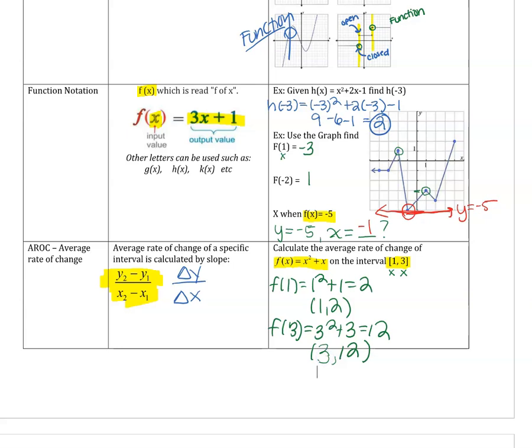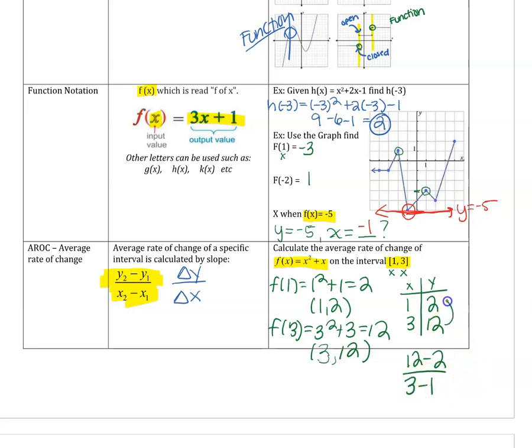So either way, x, y, your coordinates are (1, 2) and (3, 12). You either get them algebraically like this, or you can pull them from your calculator, put them in a table. You're going to do the slope with those. So change in y, so 12 minus 2, over change in x, 3 minus 1.